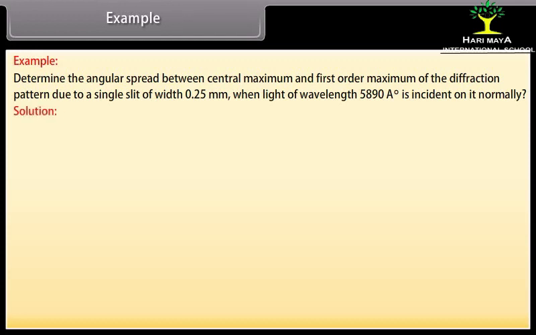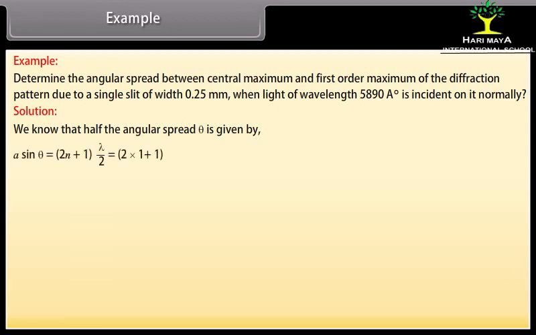Let's see the solution. We know that half the angular spread is given by a sin theta equals (2n plus 1) lambda by 2. On equating this, we get a sin theta equals 3 lambda by 2. When theta is small, the value of sin theta is equivalent to theta. It gives a theta equals 3 lambda by 2.